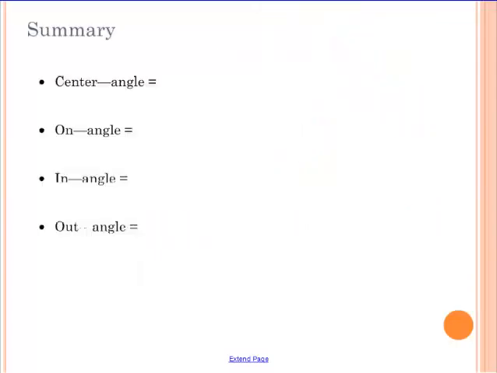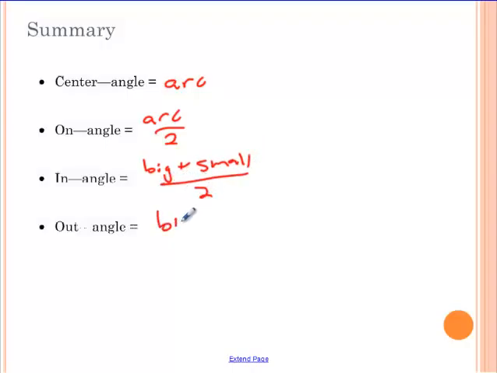So a center angle is equal to the arc. An on angle is the arc divided by 2. An in angle, big plus small divided by 2. And an out angle, big minus small divided by 2. Make sure you have these 4 memorized. Memorizing these 4 will make this unit way easier.